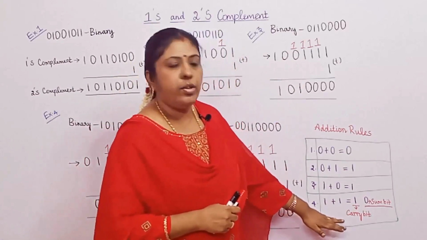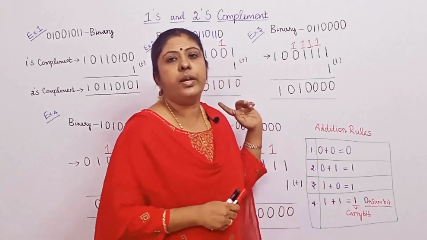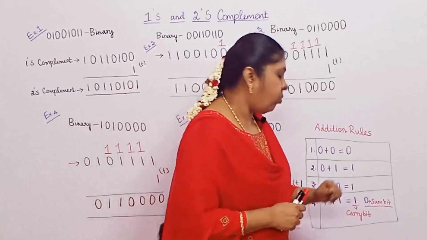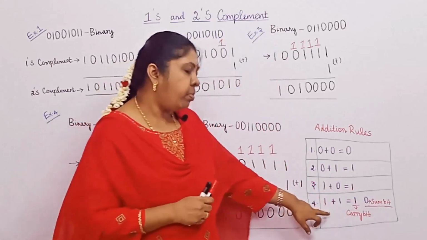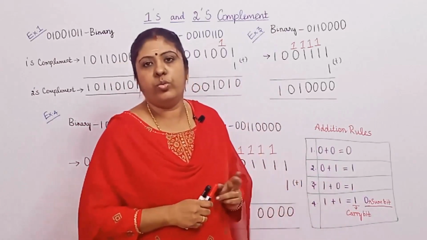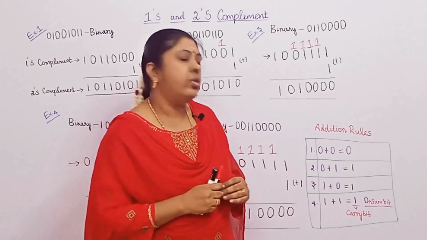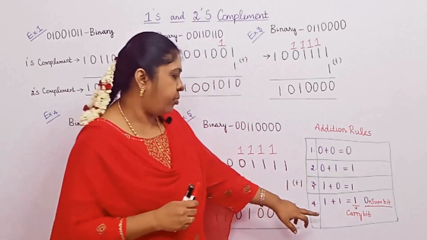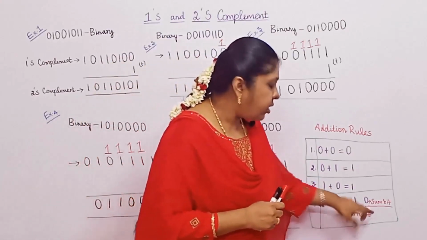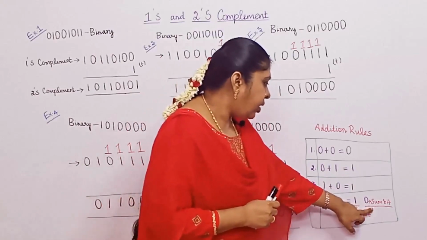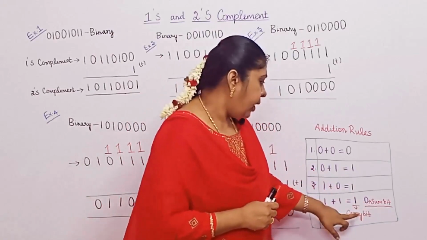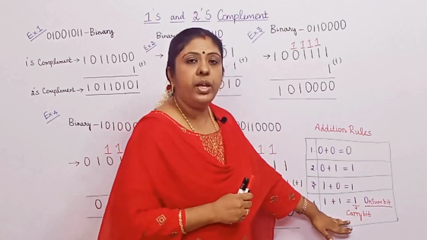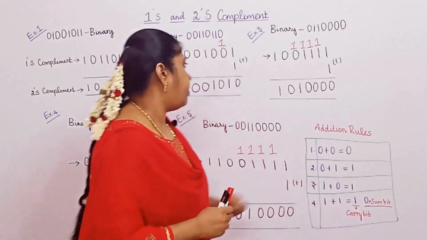Now I am briefly telling you about the fourth rule so that you can solve the 2's complement with the carry bit. So 1 plus 1 equals 10. In decimal, 1 plus 1 is considered as value 2. For the decimal value 2, the corresponding binary value is 10. It is a very simple concept. In the 10, the last digit 0 is called the sum bit and this 1 is called the carry bit. When we are solving the example, you will be very clear about this concept.